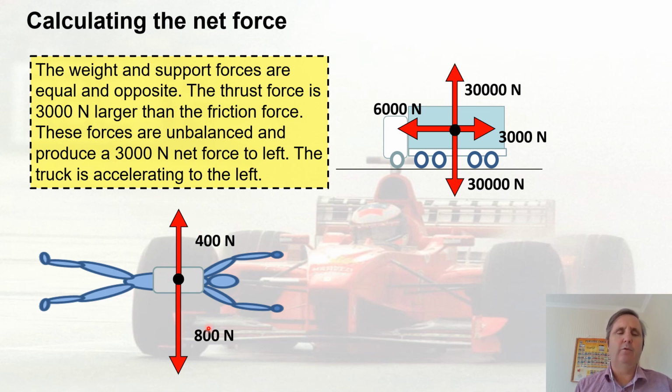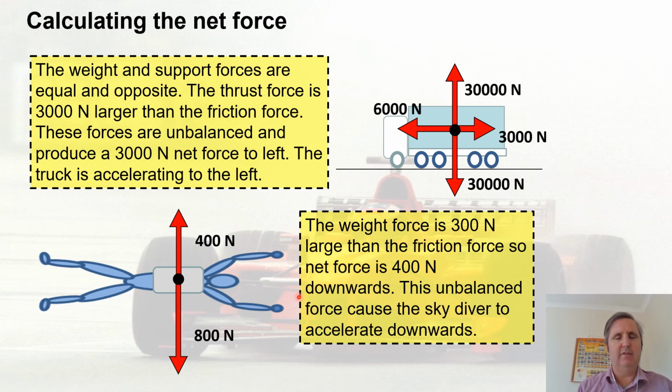And as they fall through the air, we can imagine that they're going to have the wind blowing against them. And these particles will be rubbing and slowing them down. So we've got this friction force. We can work out the unbalanced or the net force. It is 400 downwards. This means the skydiver will be accelerating downwards. And that is how we work out these questions.